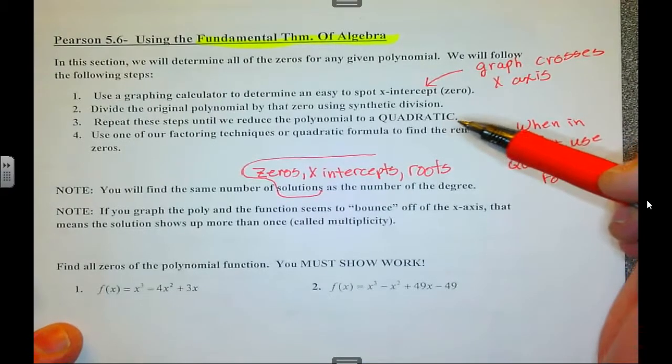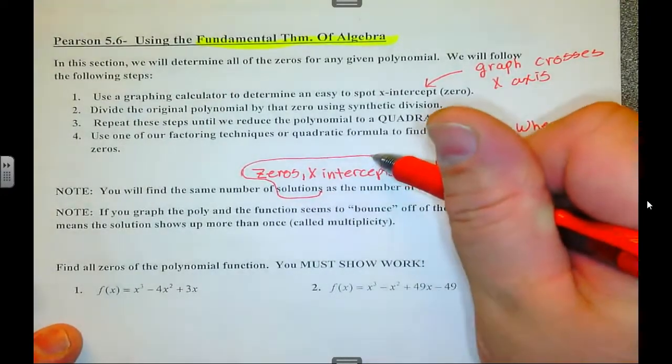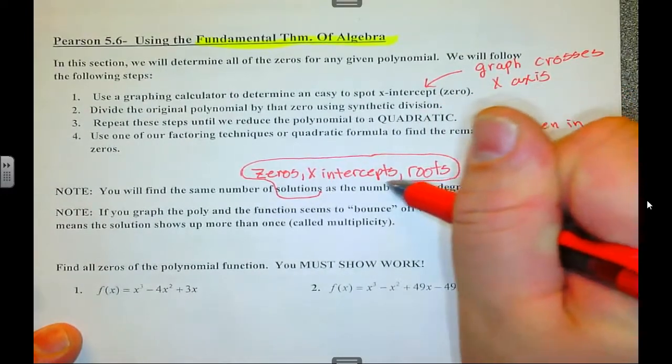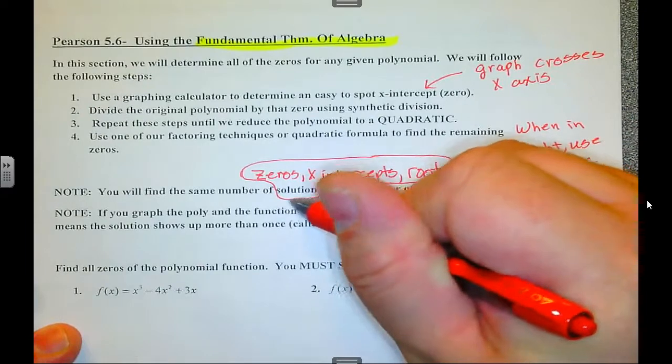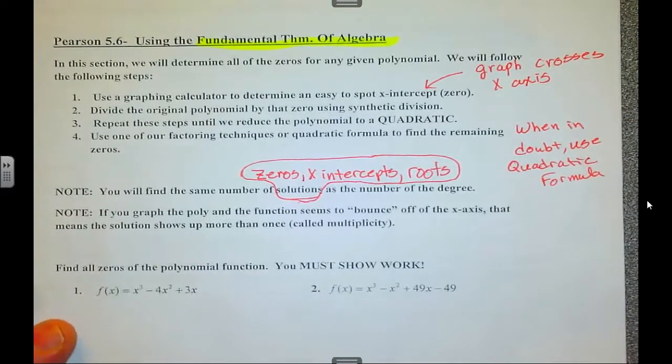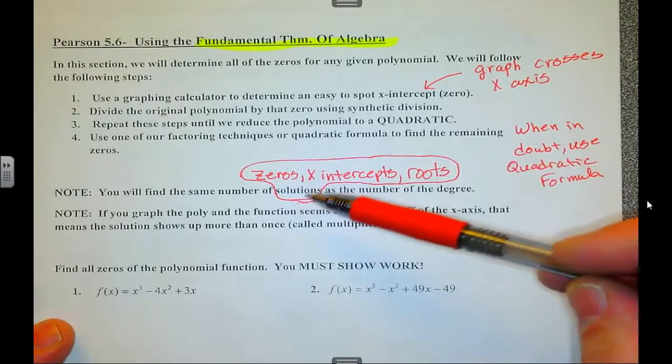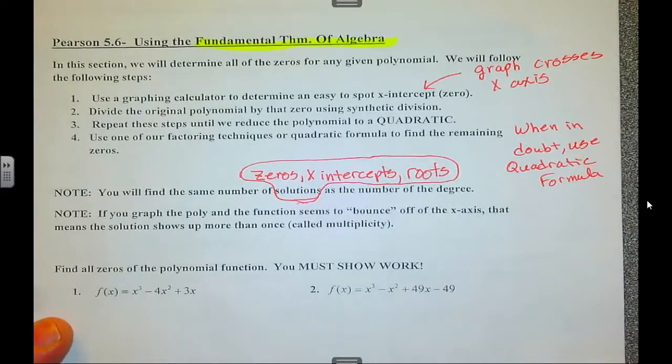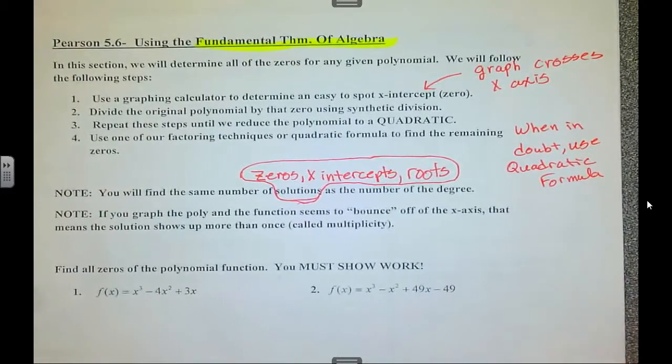When I was teaching this to Mrs. Abruzzo's class, I don't normally teach her class, but they were all confused because I kept saying the zeros, and they were used to solutions. So they really didn't know what I was talking about. They all mean the same thing. Zeros, solutions, x-intercepts, roots. Unfortunately, it depends on what concept you're in that we use the word. I use zeros an awful lot for x-intercepts.